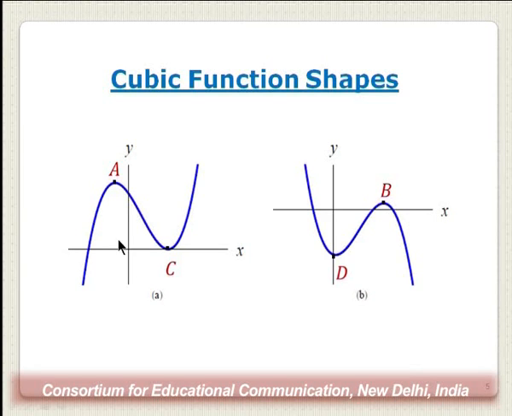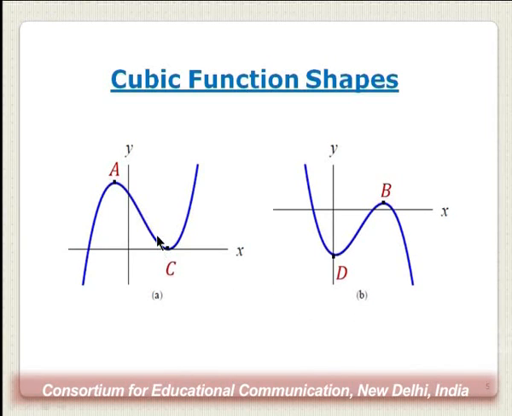So this is characteristic of a turning point, and for those of you who are familiar with differential calculus, you will identify these two points A and B as local maximum points, or points where the function changes from increasing to decreasing. Similarly, in these two graphs, the points C and D also correspond to turning points.